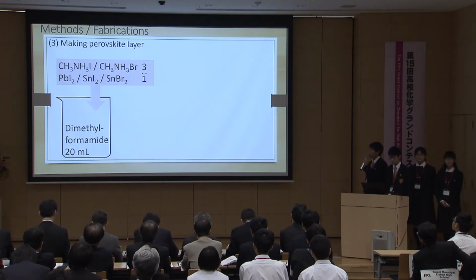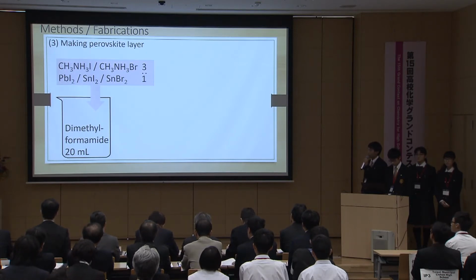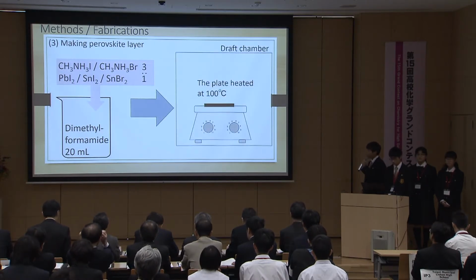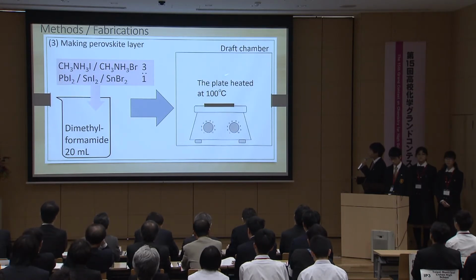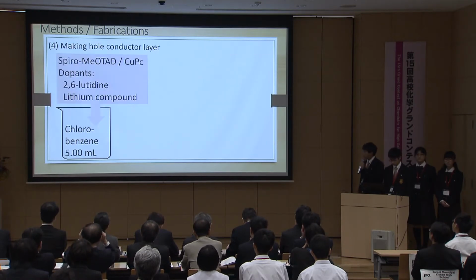Third, making perovskite layer. According to each experimental condition, lead iodide, tin compound, and the methylammonium compound are dissolved in dimethylformamide as solvent respectively. We apply this mixture on the FTO glass plate and then anneal the glass in the draft chamber at 100 degrees Celsius. Last, making hole conductor layer.